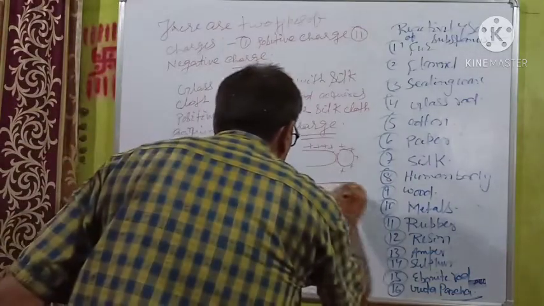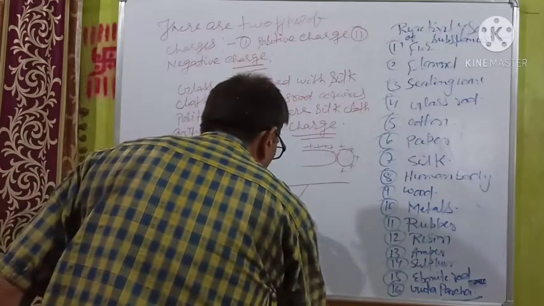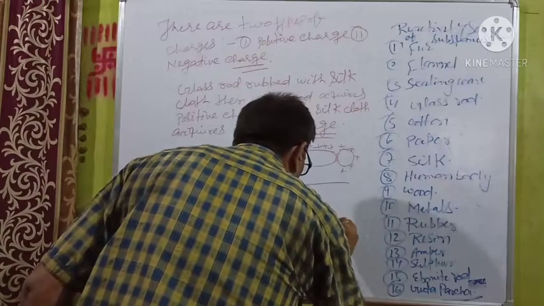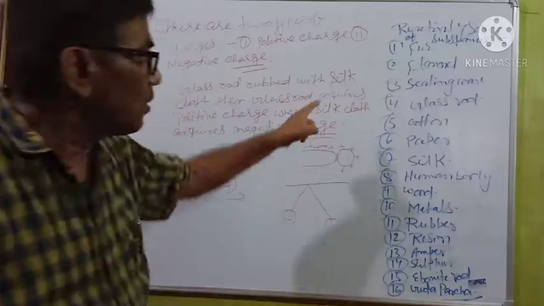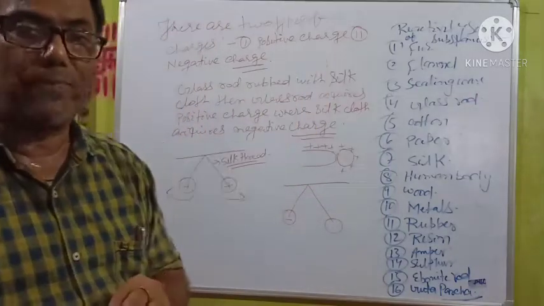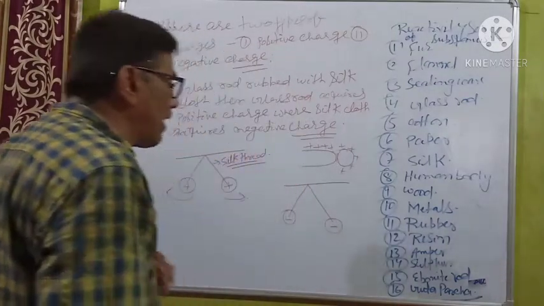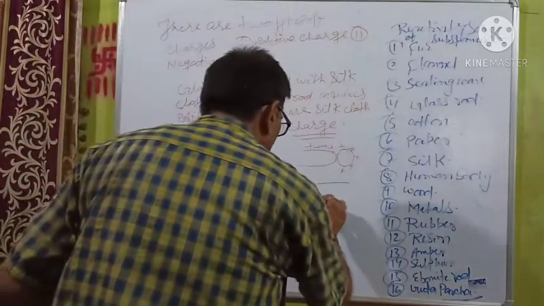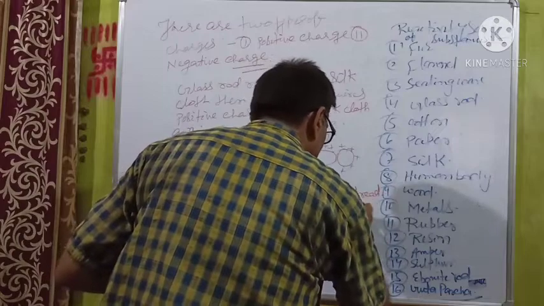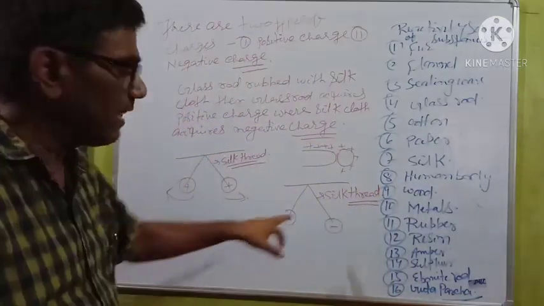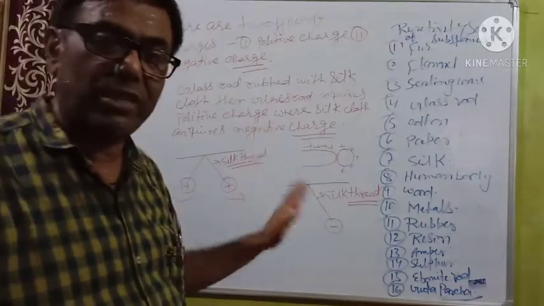Again we take two pith balls and touch them with the negatively charged silk cloth. Then both pith balls acquire the negative charge, and when both are hung from the silk threads, we observe that they also repel each other. It also shows that similar charges repel each other.